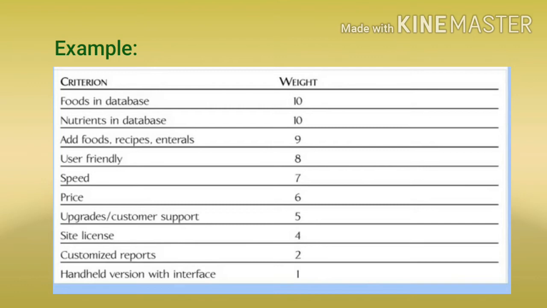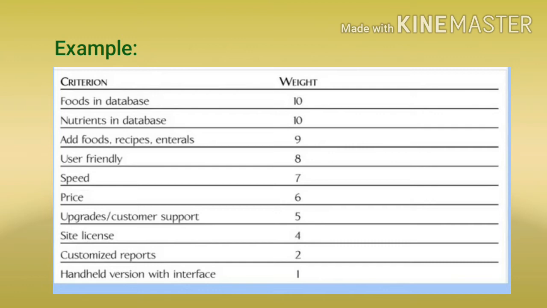For example, the criteria food in database requiring nutrient analysis is having the highest priority. This ingredient of food in database has the highest priority, so the weight assigned is 10. Second specification is the nutrient in database, which is equally important as the first one, so out of 10, 10 weights are assigned. Third one is foods, recipes, externals, which requires the third priority, which is 9.